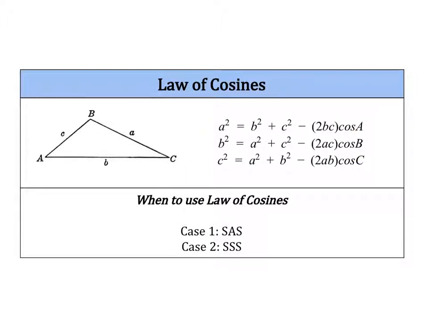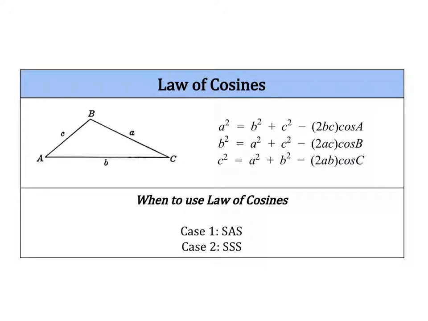Now, they look really scary, but if you look for a pattern, it's not as bad. So this is saying that A squared equals B squared plus C squared minus 2 times B times C times cosine of A. The pattern that you'll see is on the left side of the equation, that's going to be one side squared. Then you're going to add up the other two. So if we're working with A, it's B and C. If we're working with B, it's A and C. And if we're working with C squared, it's A and B squared.